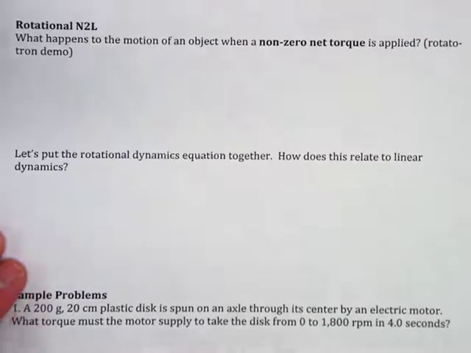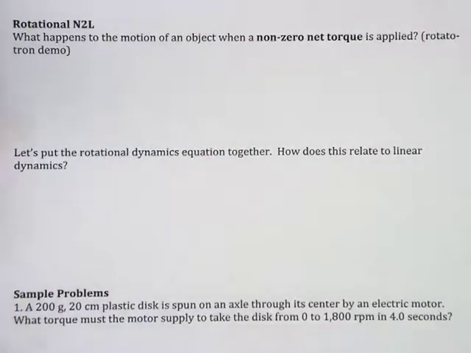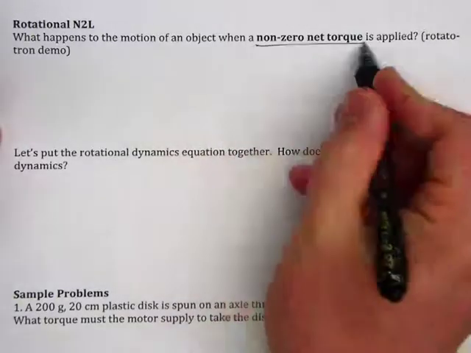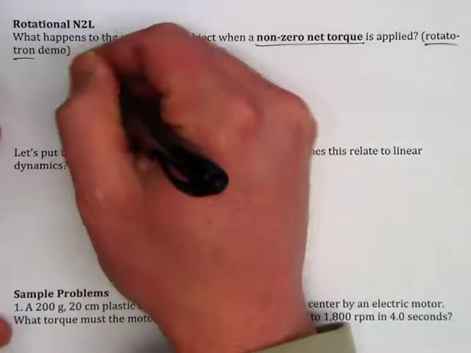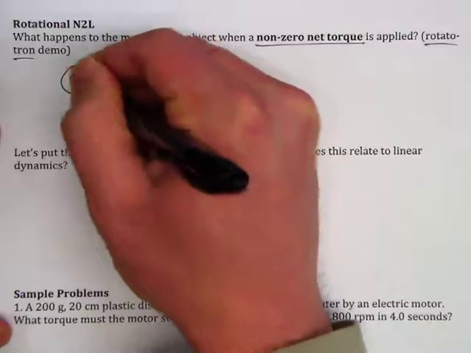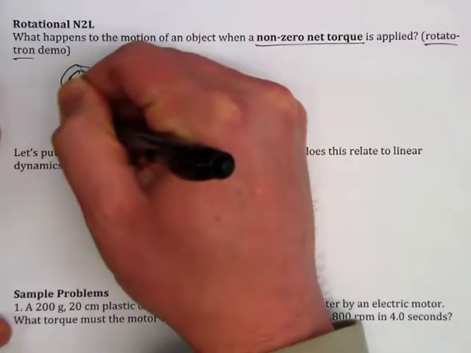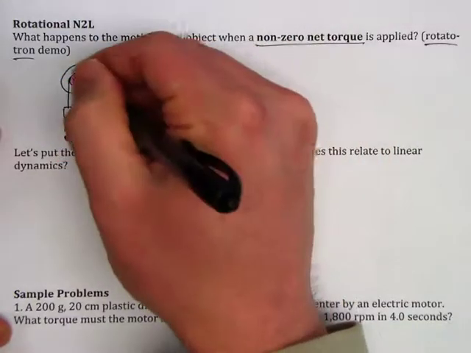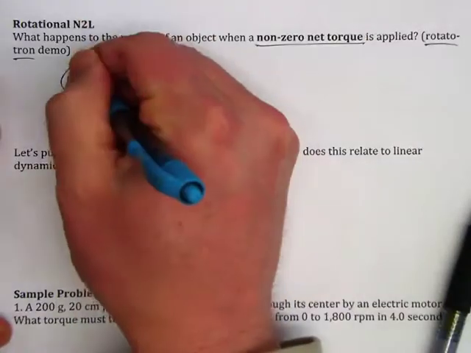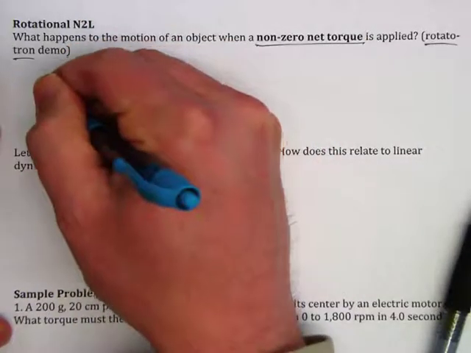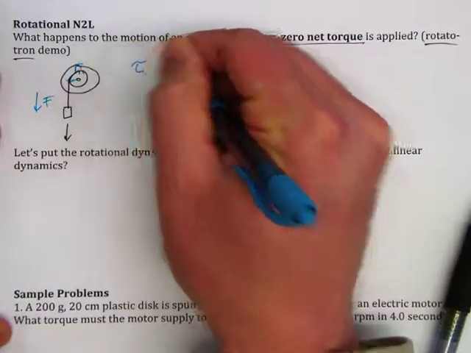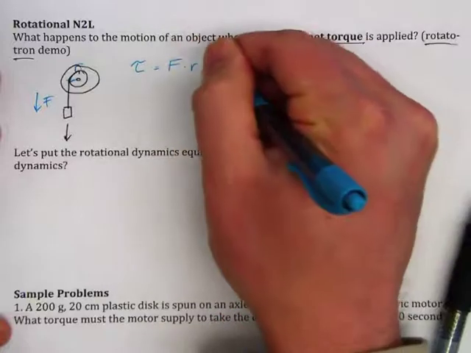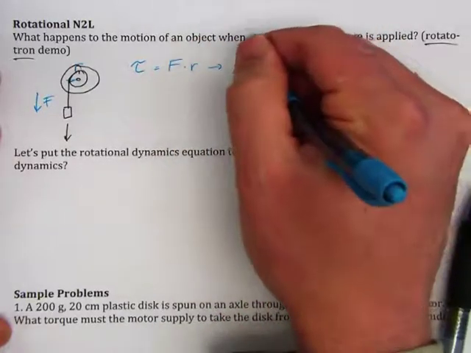What happens when we apply a non-zero net torque to an object? So let's try to quantify all of this. And we have the rotatotron, and we did this with the rotational kinematics lab. When we had the rotatotron and we wound up a cord and then dropped a mass on it, what that mass did was exert a torque at some lever arm R with some downward force F, and that torque, F times R, caused the rotatotron to accelerate.